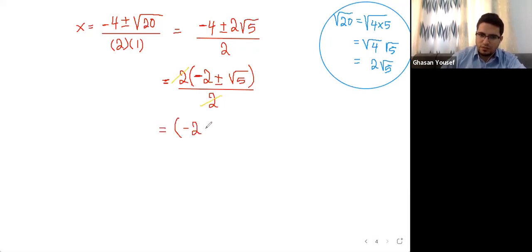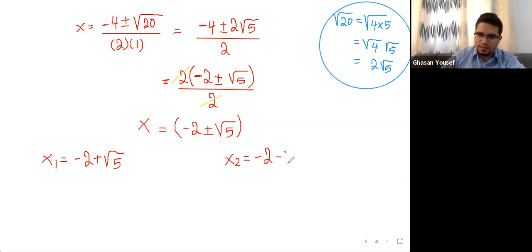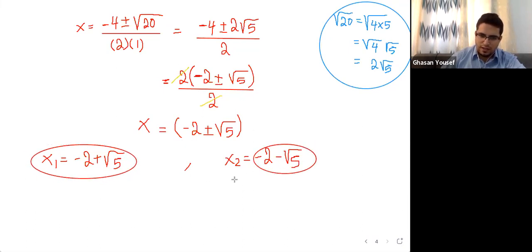And the final answer is x equals minus 2 plus or minus square root of 5. I can set x1 equal to -2 plus square root of 5. This is the first solution. The second solution, x2, is -2 minus square root of 5. So I get two different solutions, because the discriminant here is positive.